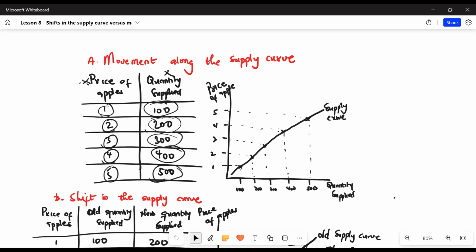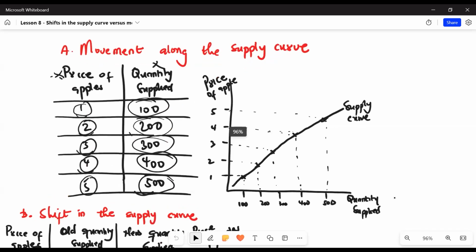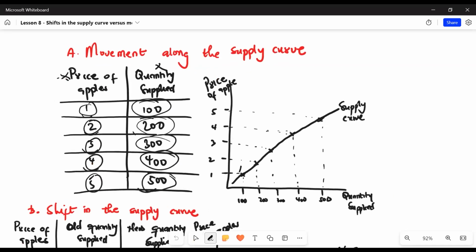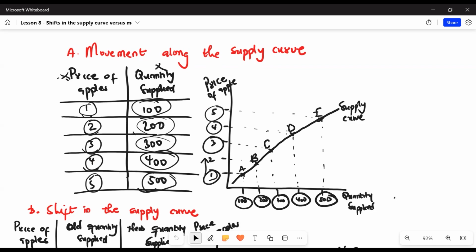Now, if you want to use this information to draw a supply curve, point A shows that as price is 1, quantity supplied is 100 apples. Point B shows when price increases to 2, quantity supplied increases to 200 apples. Point C shows as price increased to 3, quantity supplied increased to 300 apples. Point D shows as price increased to 4, quantity supplied increased to 400 apples. And point E shows as price increased to 5, quantity supplied increased to 500 apples.